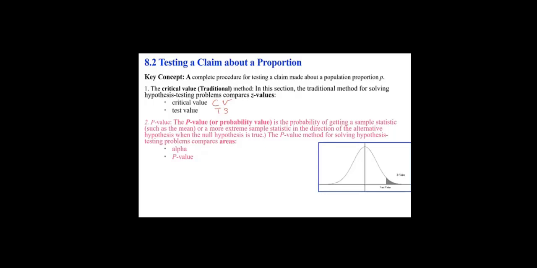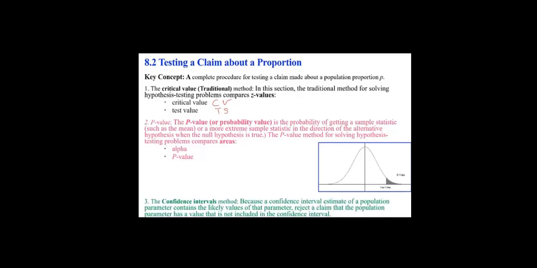In the case of a p-value, the p-value or probability value is the probability of getting a sample statistic such as the mean or a more extreme sample statistic in the direction of the alternative hypothesis when the null hypothesis is true. What does it mean? The p-value method for solving hypothesis testing problems is comparing two areas. What are the two areas? Alpha versus the p-value. So what is the p-value? You look at the test statistic and the area to the right or left of it, or times 2, depending upon whether it's a one-tailed test or two-tailed test.